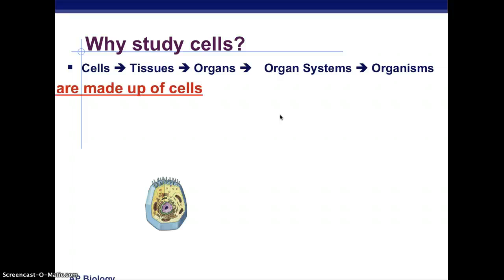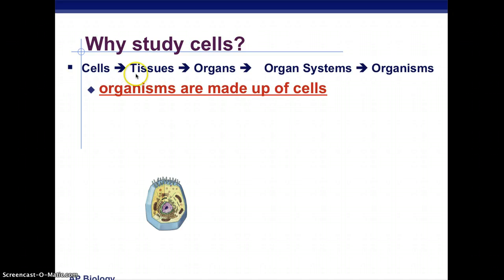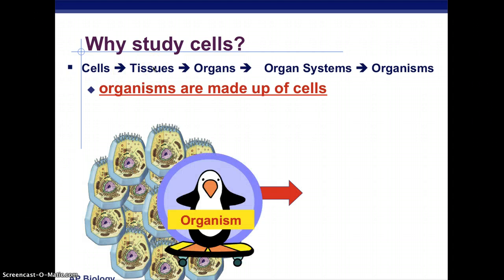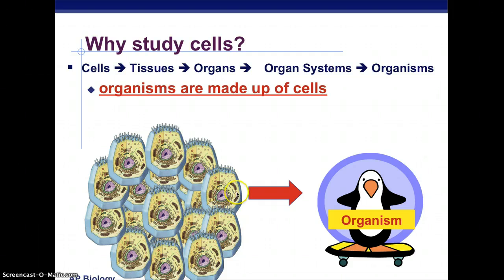So again, why do we study cells? Because cells are us, and the way that cells are organized into organisms is that cells group together to form tissues. So here's our many cells forming a tissue, and then these many cells make up our organism. And so cells make up tissue, things like skin, bone, muscle, and then those tissues make up organs, things like your heart, your liver, your lungs.